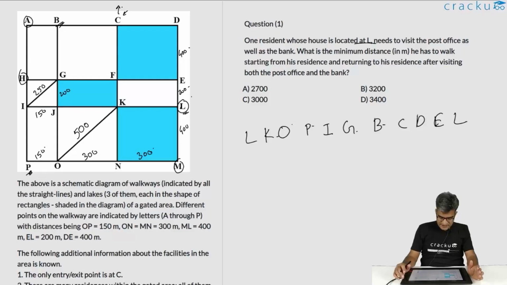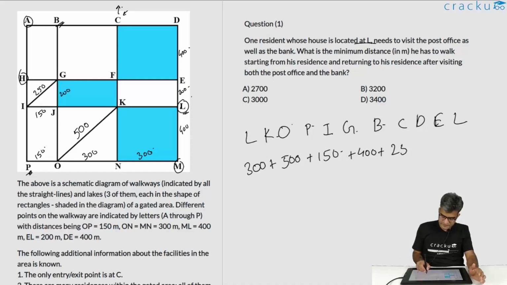LK is 300. KO is 500. OP is 150. PI is 400. IG is 250. GB is 400. B to D is 600, which is 300 plus 300. And D to L is another 600. So this is the total that we have to calculate.